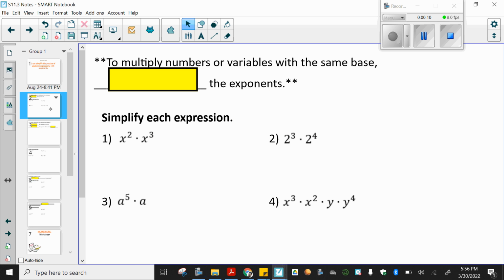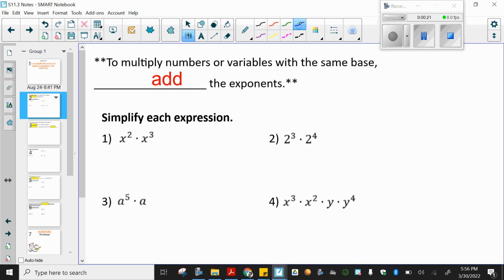Alright, guys, it's easy. You're going to like this. To multiply numbers or variables with the same base, add the exponents. Here's what it looks like. You're going to write the base. Your new exponent is going to be the sum of these numbers. 2 plus 3 makes 5. So x to the fifth is our answer.